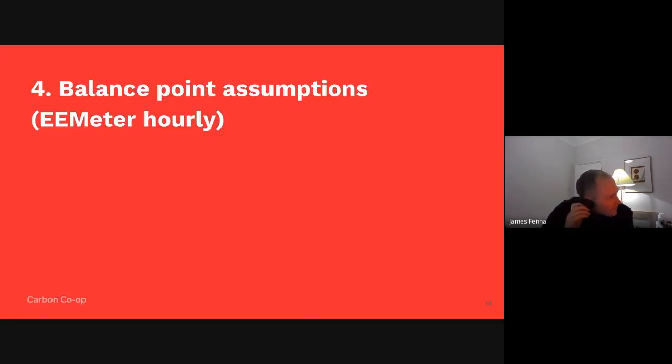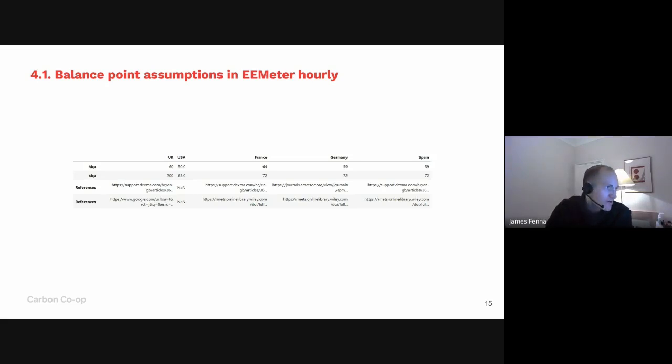Secondly, outside of including temperature conversion, we've also included in the hourly model a set of UK-specific balance point assumptions, and not just UK-specific, but also France, Germany, and Spain. So the idea is that there are now these balance point assumptions in here. You can also use them in those countries. We've included heating balance points here.